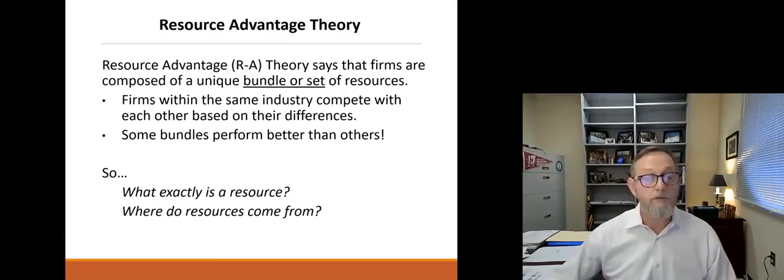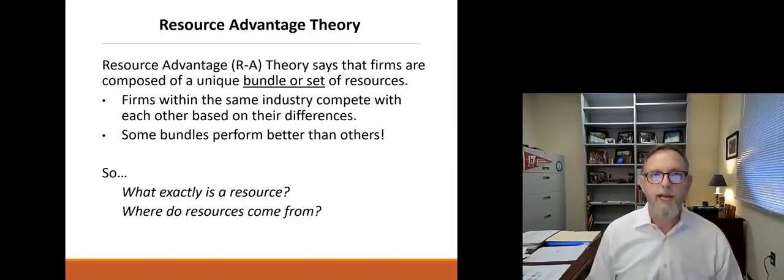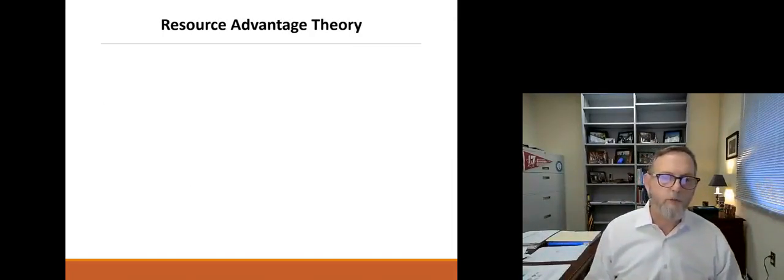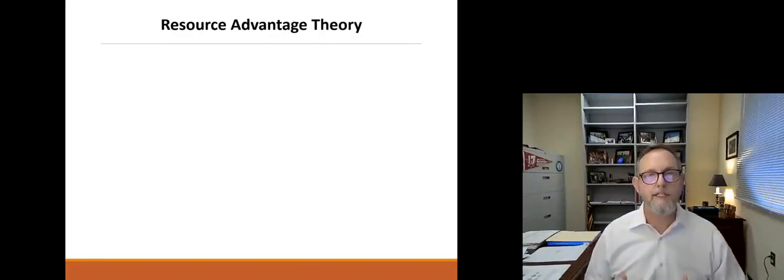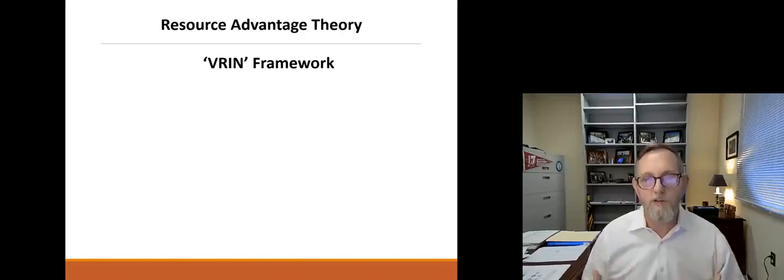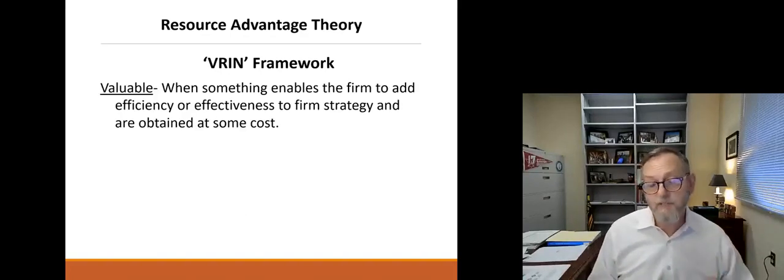So what is a resource? What is a skill set that is effective? And where do these resources come from, or what is their origin? Where do you find them in the company? So moving forward, those are the two questions we need to ask and answer as we go ahead. And there's a couple frameworks you might be familiar with from management, the VRIO framework. There's also the VRIN framework. So the N and the O just change a little bit between these two literature streams.